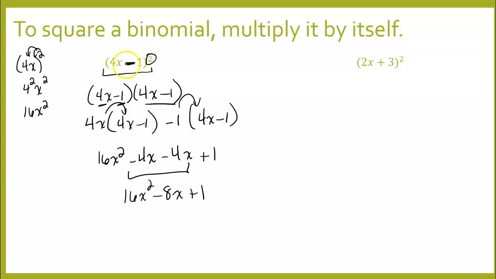That is not the same as just squaring each one of these. If I had just distributed this, 4x to the second power becomes 16x squared. The negative 1 times the negative 1 becomes the positive 1, but we have lost that whole middle term. That is not correct. All right, you go ahead and pause the video and try this one on your own.